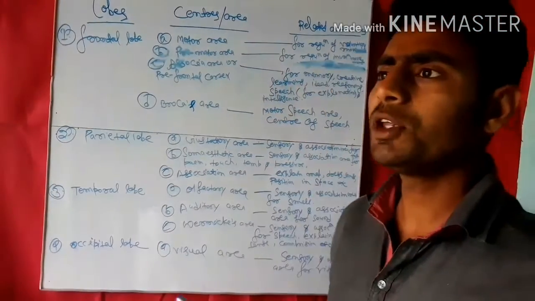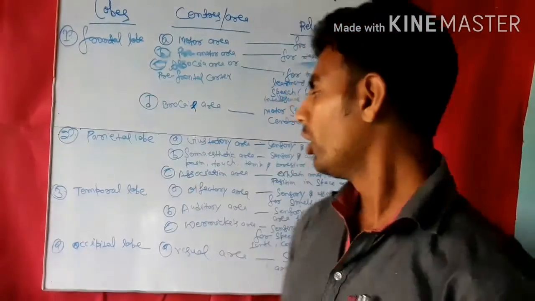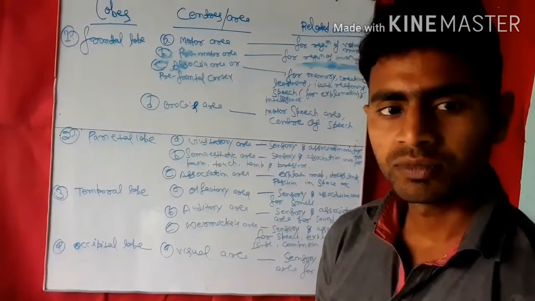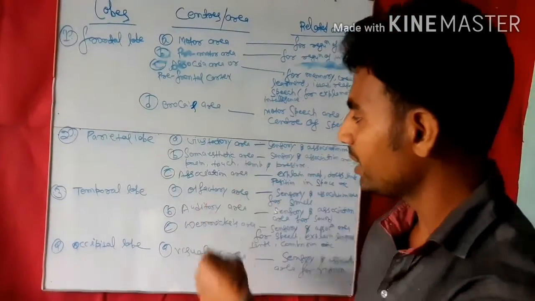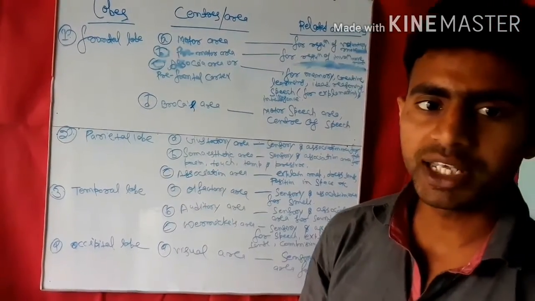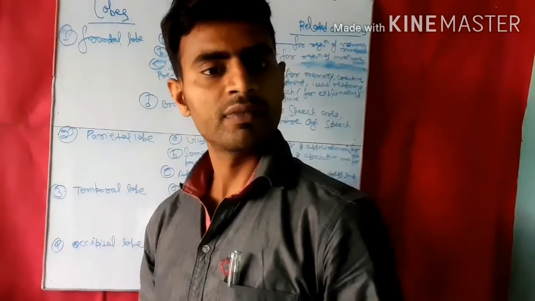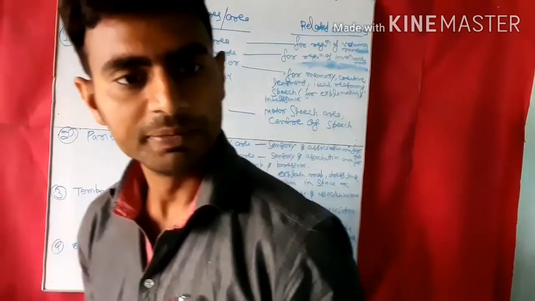Which type of dress are you wearing? What is your dress sense? This is all controlled by the association area. Okay, and this gustatory area, somaesthetic area, and association area are present in the parietal lobe. And the parietal lobe is present in the cerebrum.